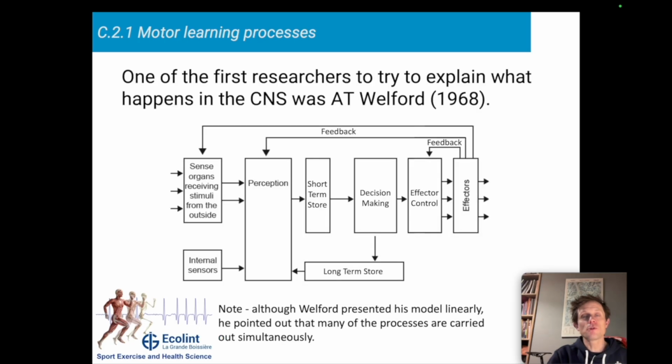One of the first people, in order to try and give a little bit more detail as to what was going on in that decision-making process and the information processing system as a whole, was A.T. Welford. And in 1968, he produced this model of information processing. Now, what's important to note here from this model is that his model represents a linear process, although he pointed out in his research that actually many of these processes are carried out simultaneously.